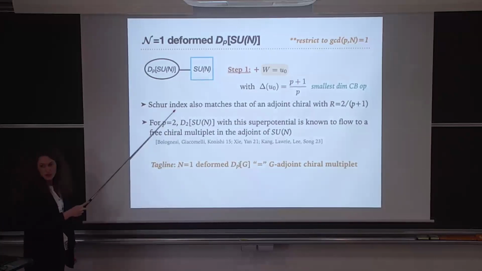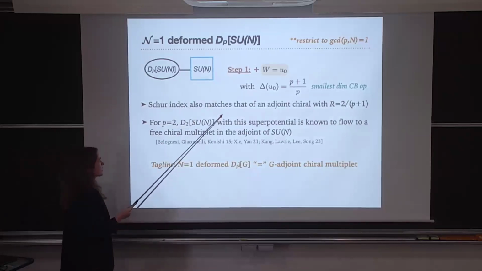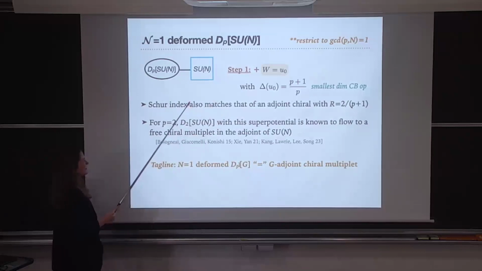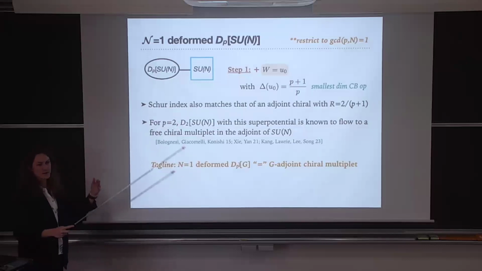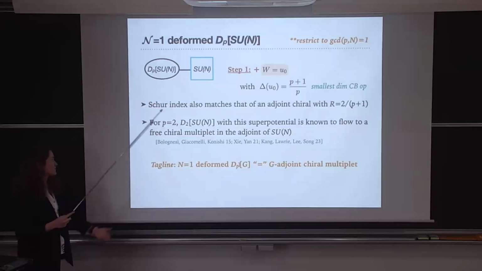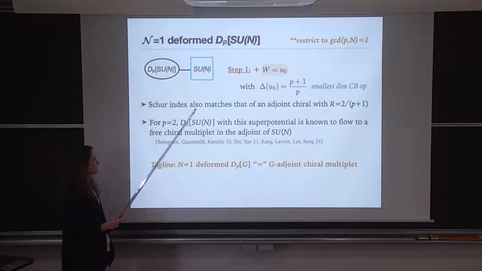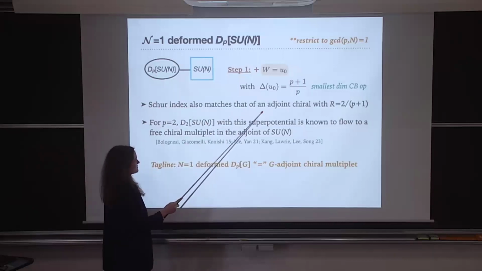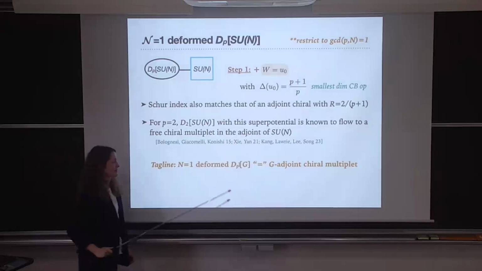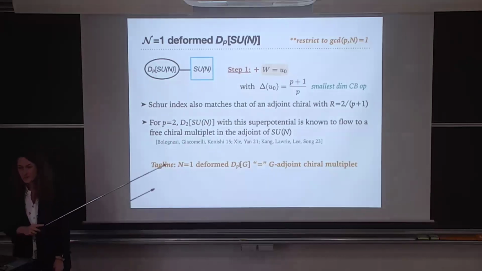Furthermore, I can compute the Schur index of this deformed theory. We don't currently know how to compute the full superconformal index for this configuration, unfortunately, but we can compute the Schur index, which is one limit of the full superconformal index, for these Argyres-Douglas theories. I can check that it matches the Schur index of an adjoint chiral multiplet with this particular R charge.